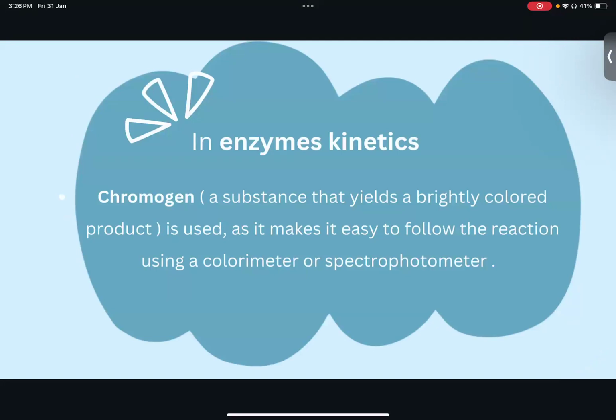So how do we measure the rate of the reaction? By using something called a chromogen, which is a substance that yields a brightly colored product. And this colored product makes it easier to track the rate of the reaction. We will be using a colorimeter or a spectrometer. So you use this chromogen, and then you track the dye, or the color released from the product, and you see, now we're looking at the product formation, and this is how we measure the rate of the reaction.